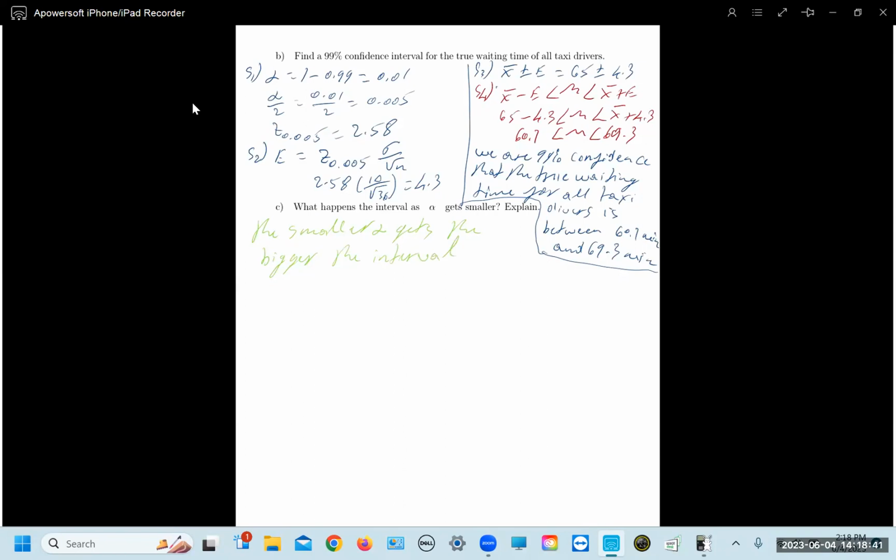So for A, alpha is 0.05, so therefore 61.7 and 68.3. For B, alpha is 0.01, that is 60.7 and 69.3. So as we know, this one is wider.